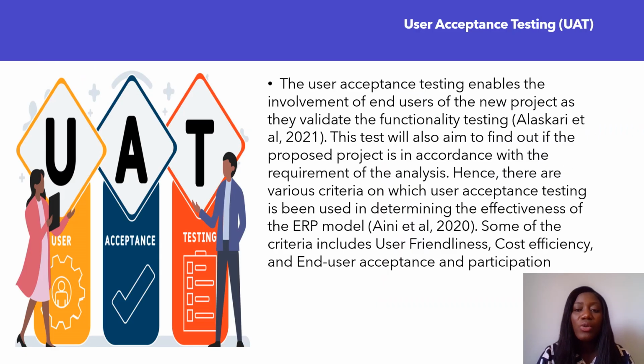The second point we're going to be talking about on our model plan is our user acceptance testing. User acceptance testing enables the involvement of the end user of a new project as they validate the functionality testing, according to Alaska 2021. We have categorized this into three: the user friendliness, the cost efficiency, and end user acceptability.